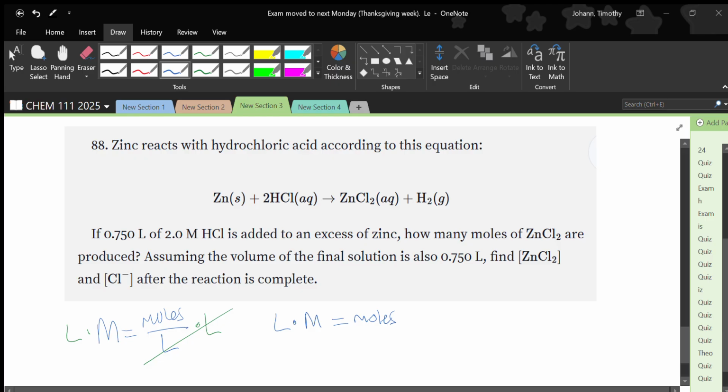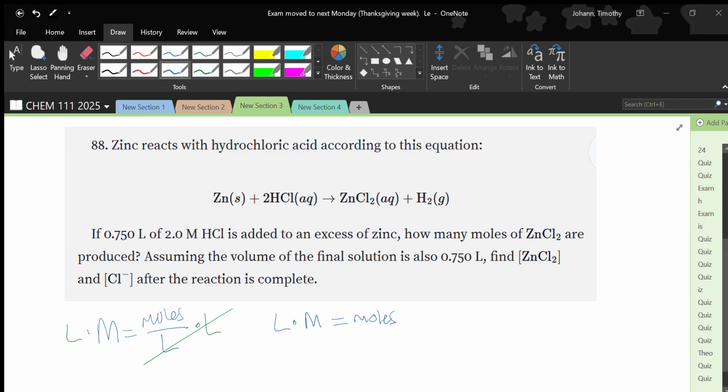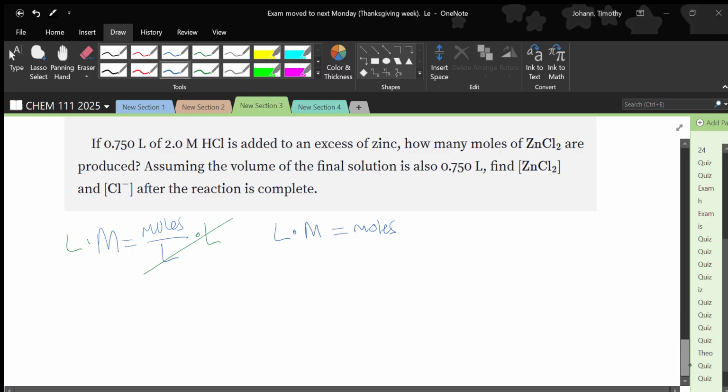I'm going to use that to take my molarity of HCl and my liters of HCl and turn it into moles. And once I've got moles, I'm on the moles-to-moles highway. So I've got 0.750 liters times 2.0 molar. That's going to give me 1.5 moles of HCl. Now I'm going to write down, for this problem, what it is, because I'm about to get on the moles highway and go from HCl to zinc chloride.